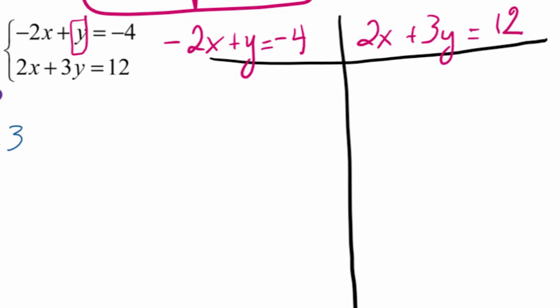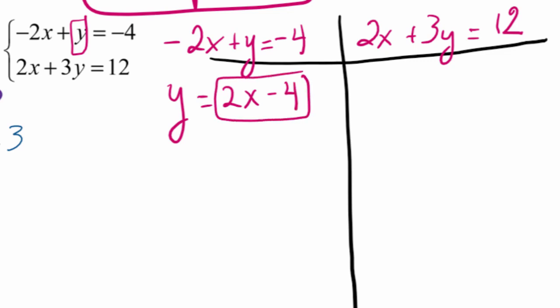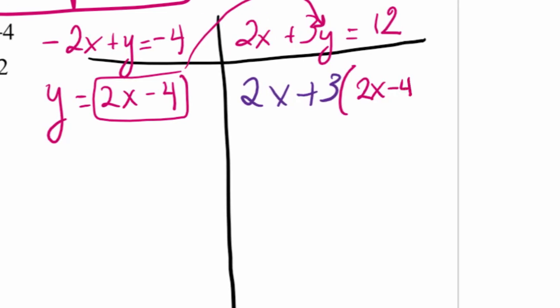And now over here on the left, we're going to solve for y. So y is going to be 2x minus 4. And we're going to take that 2x minus 4 and come across to the second equation and substitute it where the y is. So now we're going to have 2x plus 3, and then here comes our substitution from the left, equals 12.